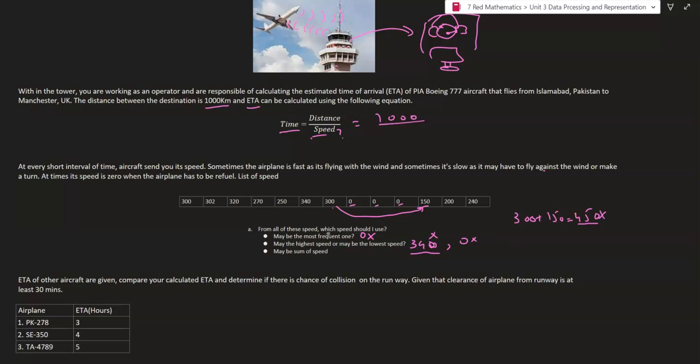So now we are left with the question of what we should do to actually get a meaningful speed that I can use within this formula and get the ETA. Now, the way we do it is that we have mean, median, and mode.